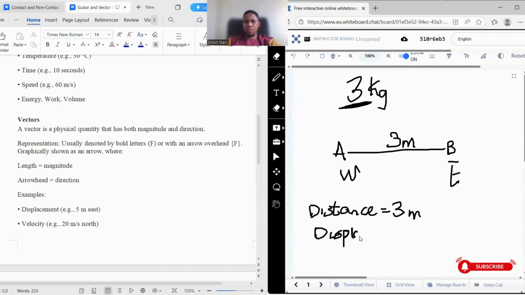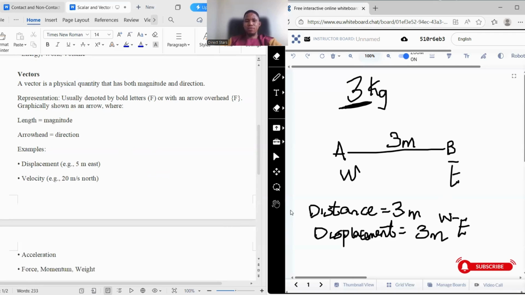So we have displacement, which shows we have 3 meters to the east. So now how do we have? We have 3 meters from west to east. Okay, so that shows displacement.